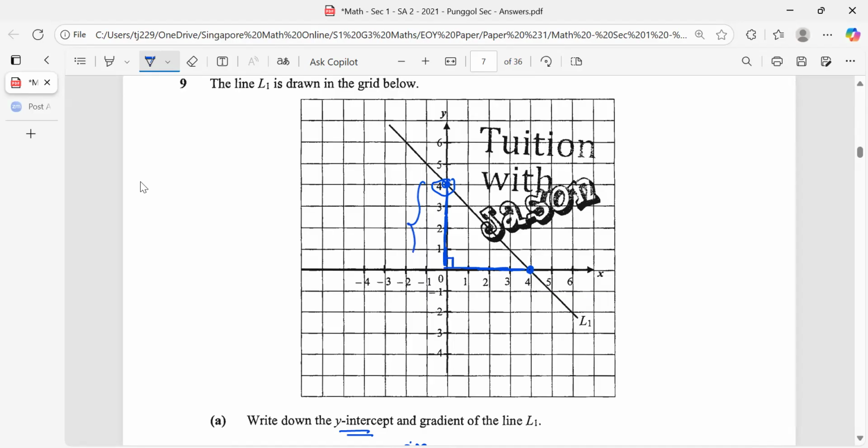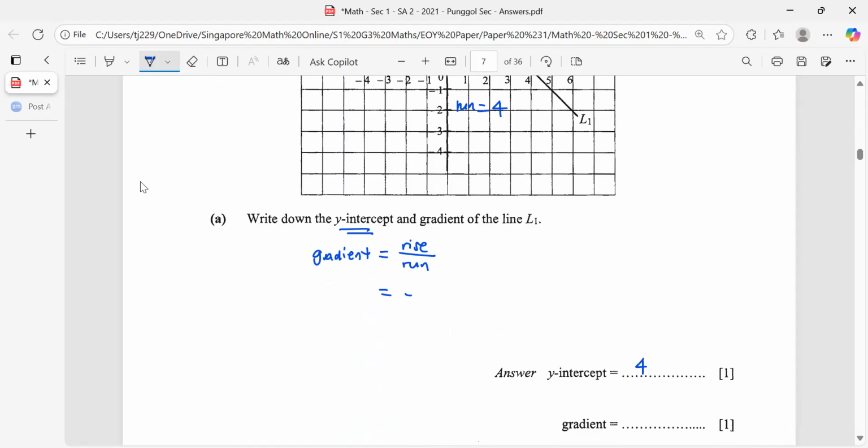Now, what is my rise? So from 0 to 4, my rise is 4 units. And my run will also be from 0 to 4, it will be 4 units. So rise over run is 4 over 4. Gradient, negative 1.